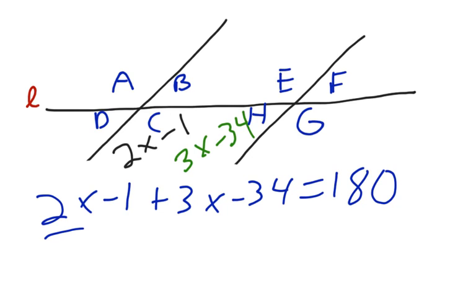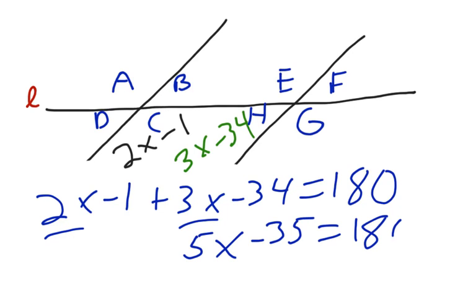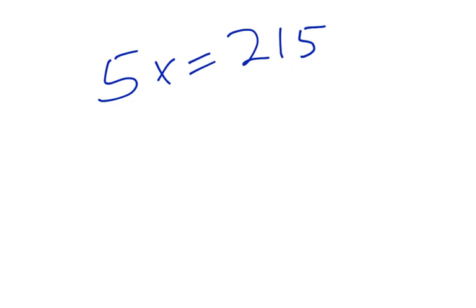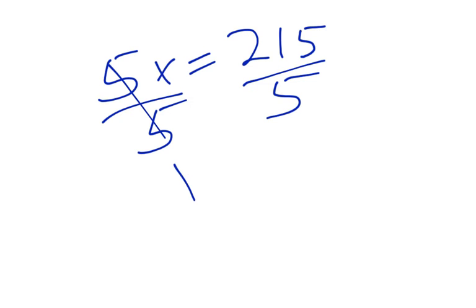So combine our like terms. 2x plus 3x is 5x. Negative 1 minus 34 is negative 35. And then we have a two-step equation, so add 35 to both sides. And we're going to get 5x equal to 215. And then our last step, you may have guessed, is we're going to divide both sides by 5, and we're going to get x equals 43.